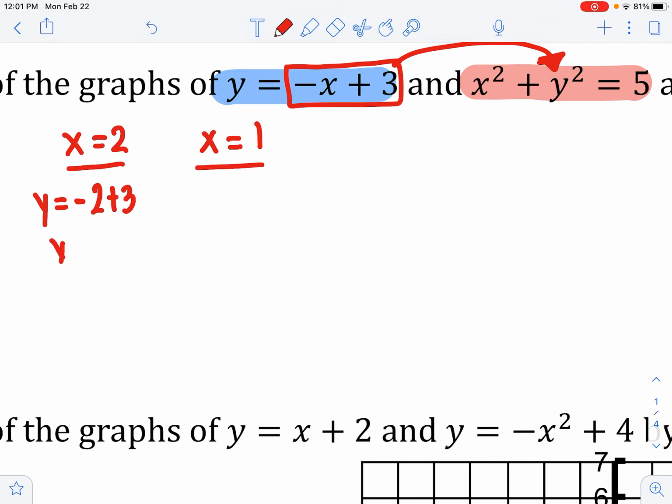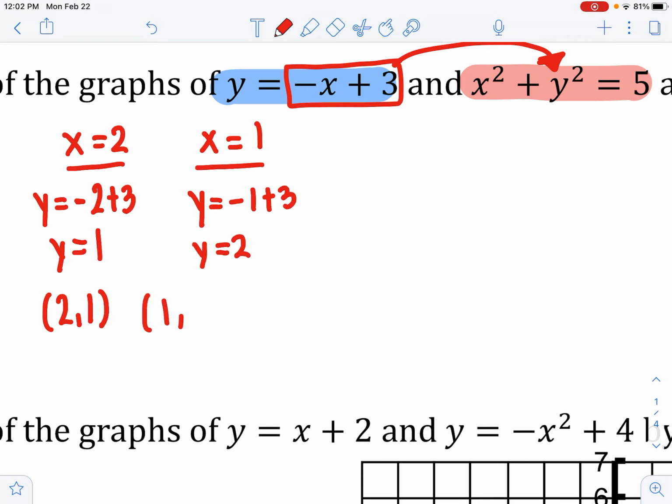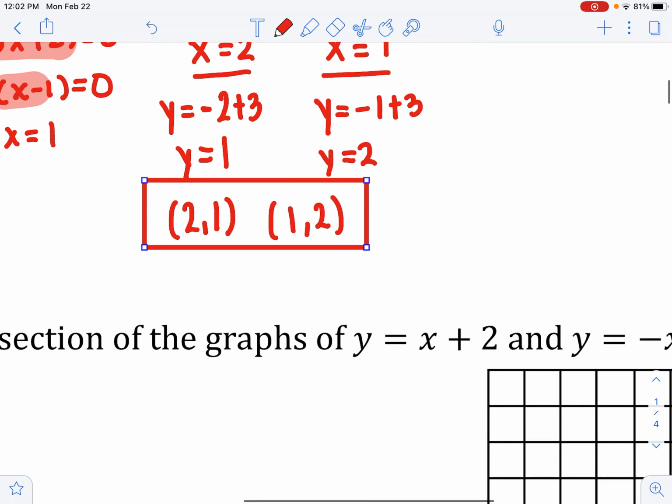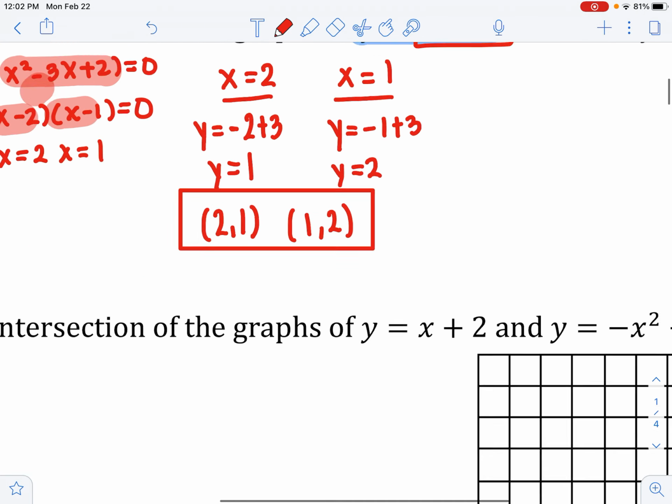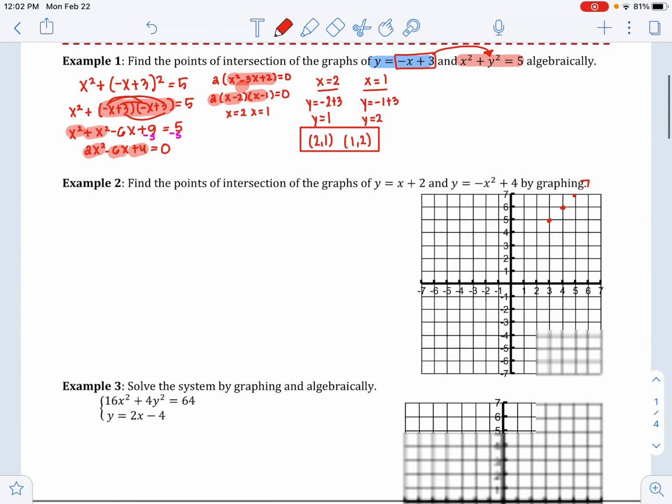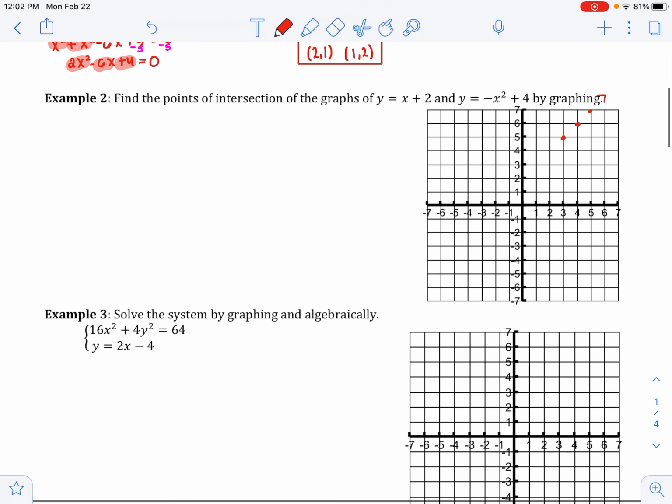Otherwise, if you plug it in the circle, then you have to check it in the line. Okay, I'm going to plug in 2 into the line. Y equals the negative, and then I'm plugging in 2 for x plus 3. So I get y equals 1. So my first ordered pair solution is 2, 1. Next, I'm going to plug in 1. I have y equals negative, and then 1 plus 3. So y equals 2. So my second ordered pair solution is 1, 2. Make sure you put them in the order x, y, not y, x. So these intersect at the point 2, 1 and at 1, 2.